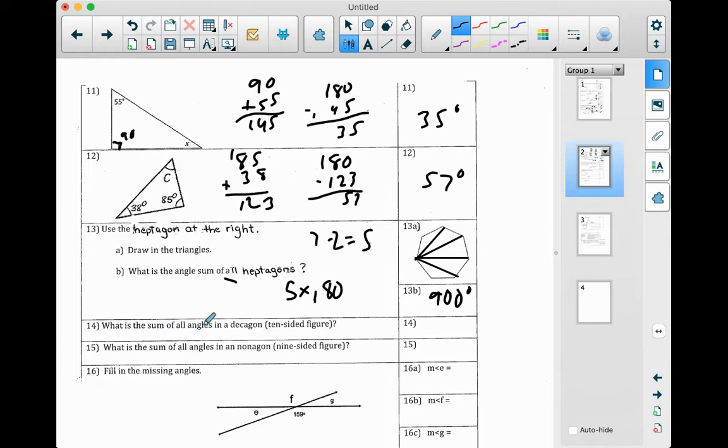All right, what's the sum of all angles in a decagon, a 10-sided figure? So again, we're going to use our formula. 10 minus 2 is 8. 8 triangles times 180 degrees is 1,440.